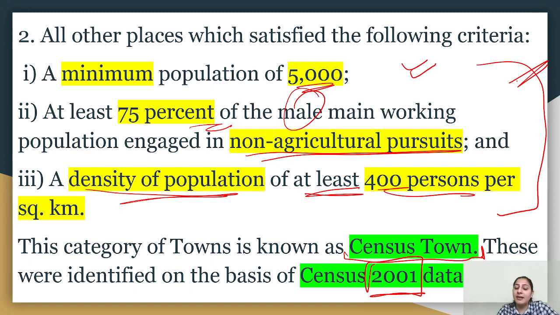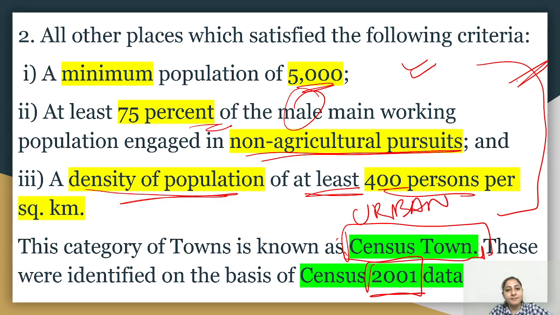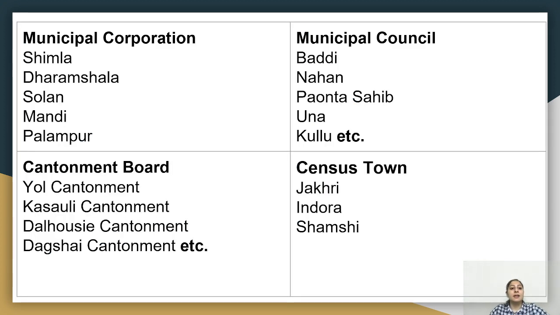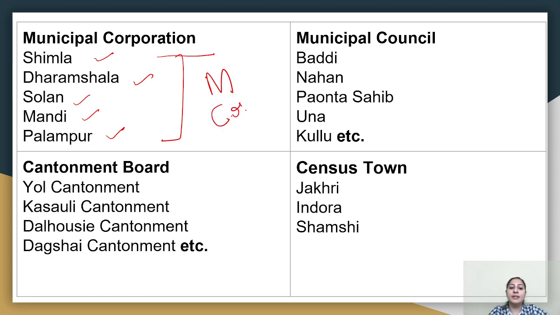In case these are met, the town will be recognized as a census town and it will be treated as an urban area, right? तो with respect to हिमाचल प्रदेश हम देखेंगे, हमारी म्यूनिसिपल कॉर्पोरेशंस शिमला, धर्मशाला, सोलन, मंडी, पालमपुर, इन सब एरियाज में हमारे पास म्यूनिसिपल कॉर्पोरेशन है. Thereafter, बद्दी, नाहन, पोंटा साहिब, ऊना, कुल्लू, इन सब जगह पर हमारे पास म्यूनिसिपल काउंसिल.